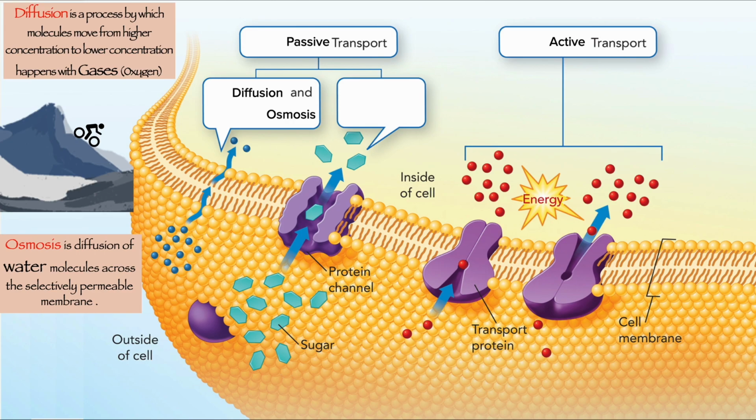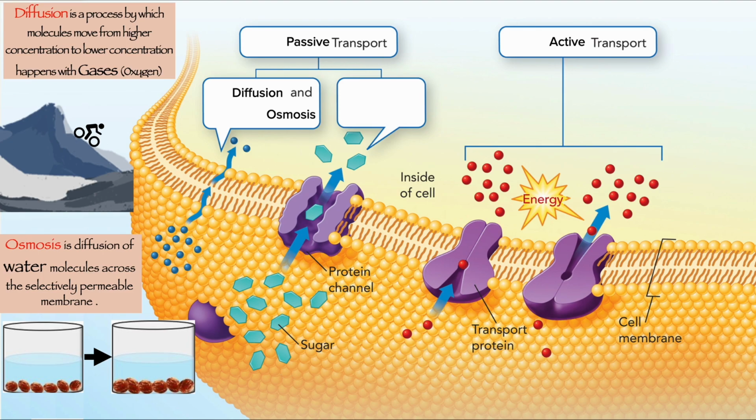Osmosis is diffusion of water molecules across a selectively permeable membrane. What's implying the selectively permeable membrane here is the cell membrane, or the plasma membrane, that we are seeing here. An experiment that you can do with osmosis is to take some raisins in a glass of water and let it stay overnight. You'll see the raisins swell up. That's osmosis. These raisins did not use any energy and they took in water.